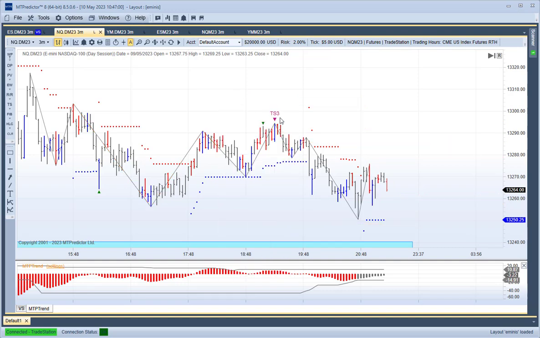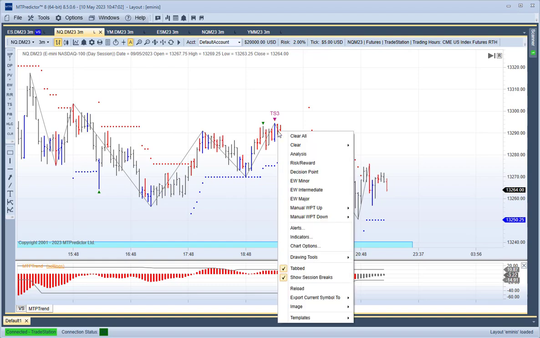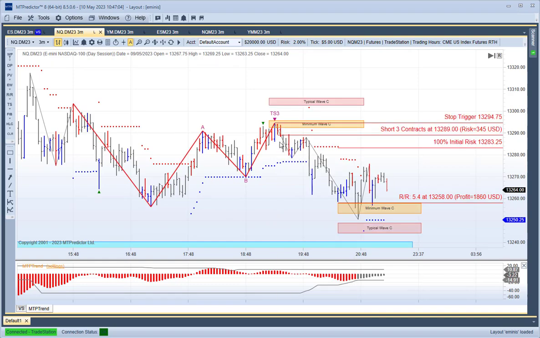We then had another trade setup here. So if I place the analysis on this, you can see this one was taken in again, but this time it did go down to its first target, where a profit of approximately just over 5R was available. So this is the whole idea of MTPredictor. We're not trying to have a high percentage of winning trades.